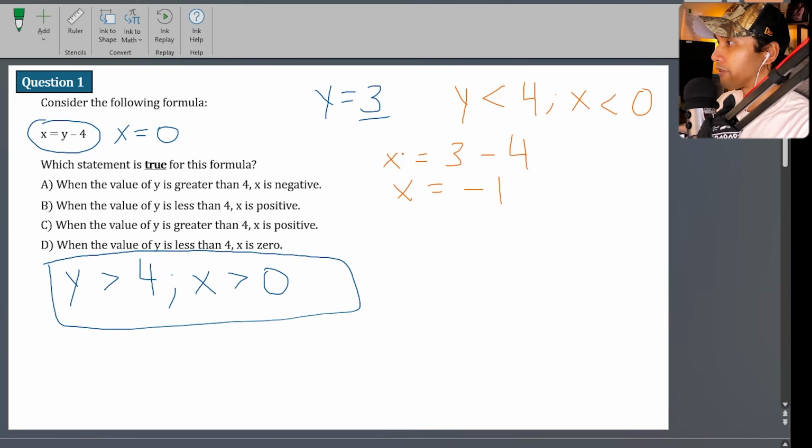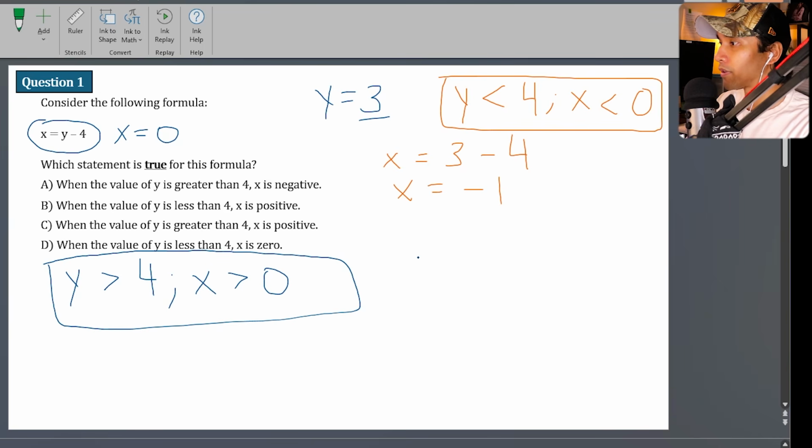So we have our two statements here. Our two rules, actually. I don't know what the term is for these, but I'm going to say my rules. We found our rules given the cutoff where x equaling 0 and then y equaling 4, right? Let's go ahead and test our statements. When the value of y is greater than 4, x is negative. Well, from what we found out, x is actually positive for values greater than 4.